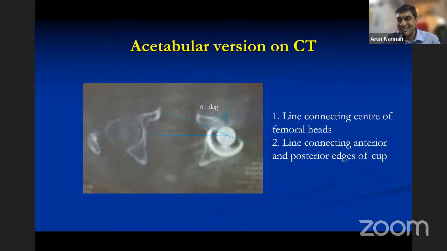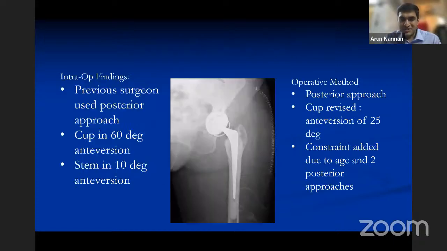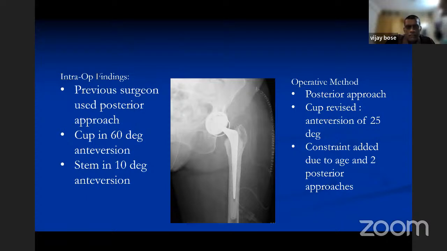What next? How much version would you target when you go in again? It will be based on the femoral version. Femoral version was calculated, I think, stem 10 degrees antiversion in the femur. Yeah, if 10 degrees, then I would go at least for 30 degrees of antiversion. Okay.